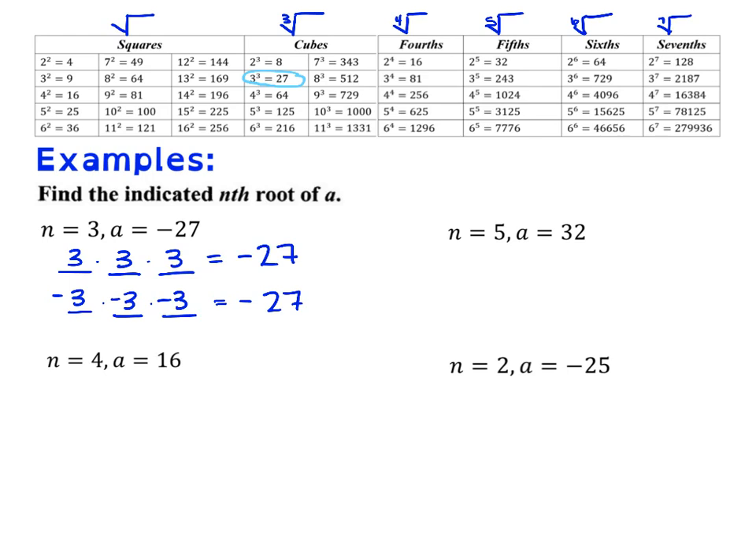Sometimes we're only going to have one answer. Sometimes we're going to have both answers. Sometimes neither one of them is going to work. So you just have to always remember to check positives and negatives for these. 3 times 3 times 3 in my calculator is positive 27, so that one does not equal negative 27. But negative 3 times negative 3 times negative 3: a negative times a negative made a positive, and then times a negative made it a negative answer, so that one worked. So my answer is just the negative 3 part.